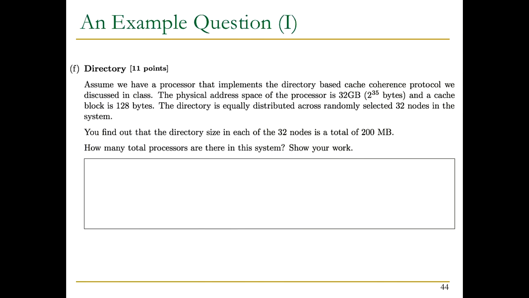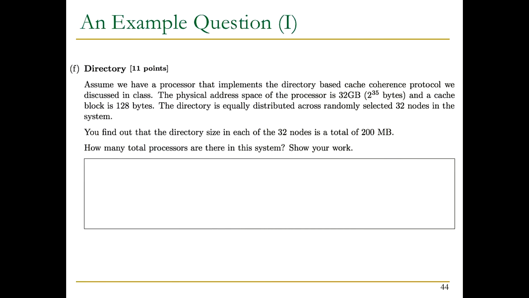But let me go over a question very quickly. This is one example of a reverse engineering question, if you will. This also shows you how big the directory may be. So assume we have a processor that implements the directory-based cache coherence protocol we discussed in class, which is P+1 bits. The physical address space of the processor is 32 gigabytes, and the cache block is 128 bytes. The directory is equally distributed across randomly selected 32 nodes in the system.